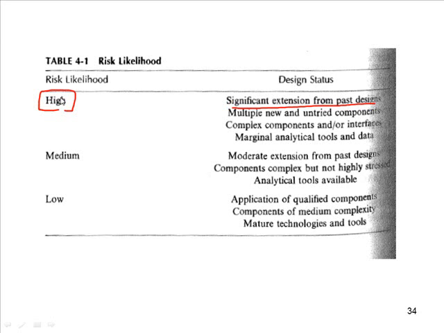So you've seen what has happened, right? They have gone beyond their initial planned schedule. You can also have high risk likelihood if you have multiple new and untried components, complex components or interfaces. If you don't have very good analytical tools to use, you can have high risk. This one shows the medium. Again, this is moderate extension from previous designs. Previous designs, we're talking about predecessor systems here. You can have low risk likelihood if you are using well-qualified components, components of medium complexity, and you have mature technologies and the tools that you need.